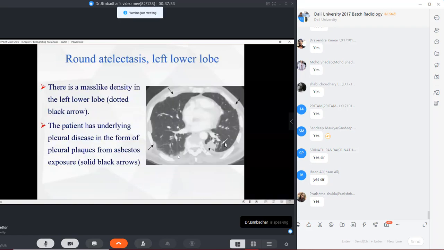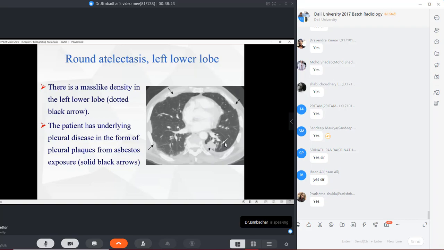Now you can see here, there is a mass present here. The dotted black arrow shows the mass that is present down in the left posterior lower lobe, the upper part of the lower lobe. This is the superior segment, the dorsal segment. There is a mass present in the left dorsal segment of the left lower lobe.